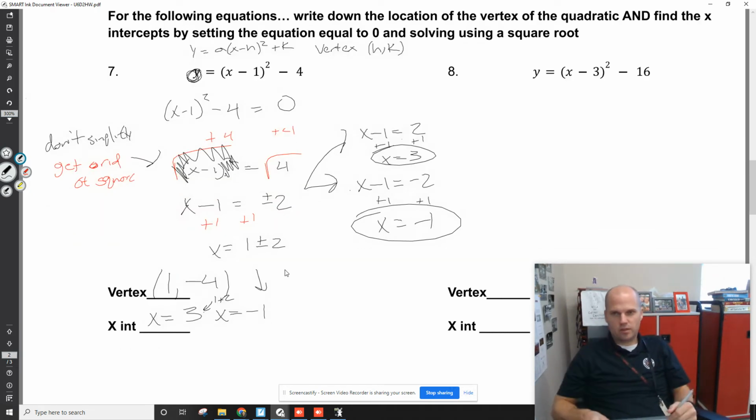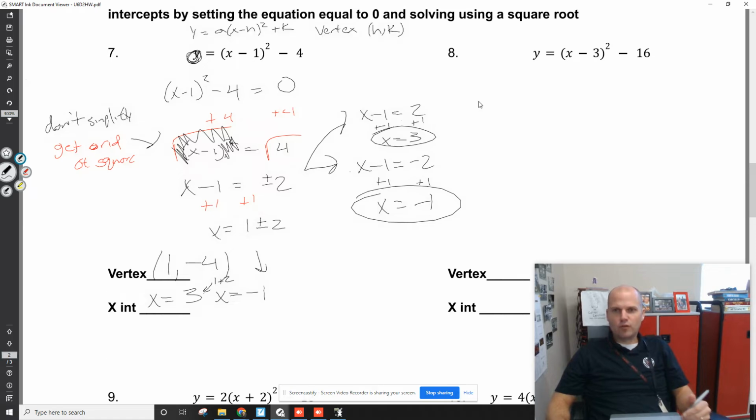Let me show you maybe another example. First things first, where's the vertex? H, k, x minus h plus k. The vertex is positive 3, negative 16.